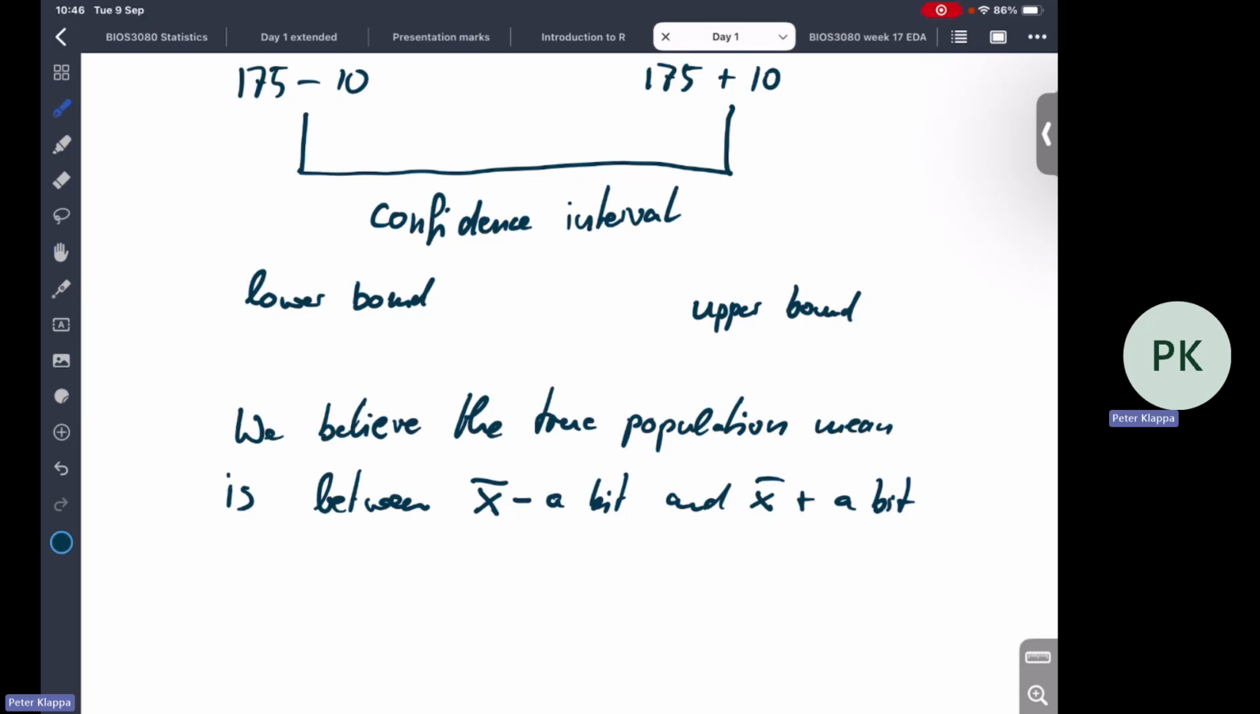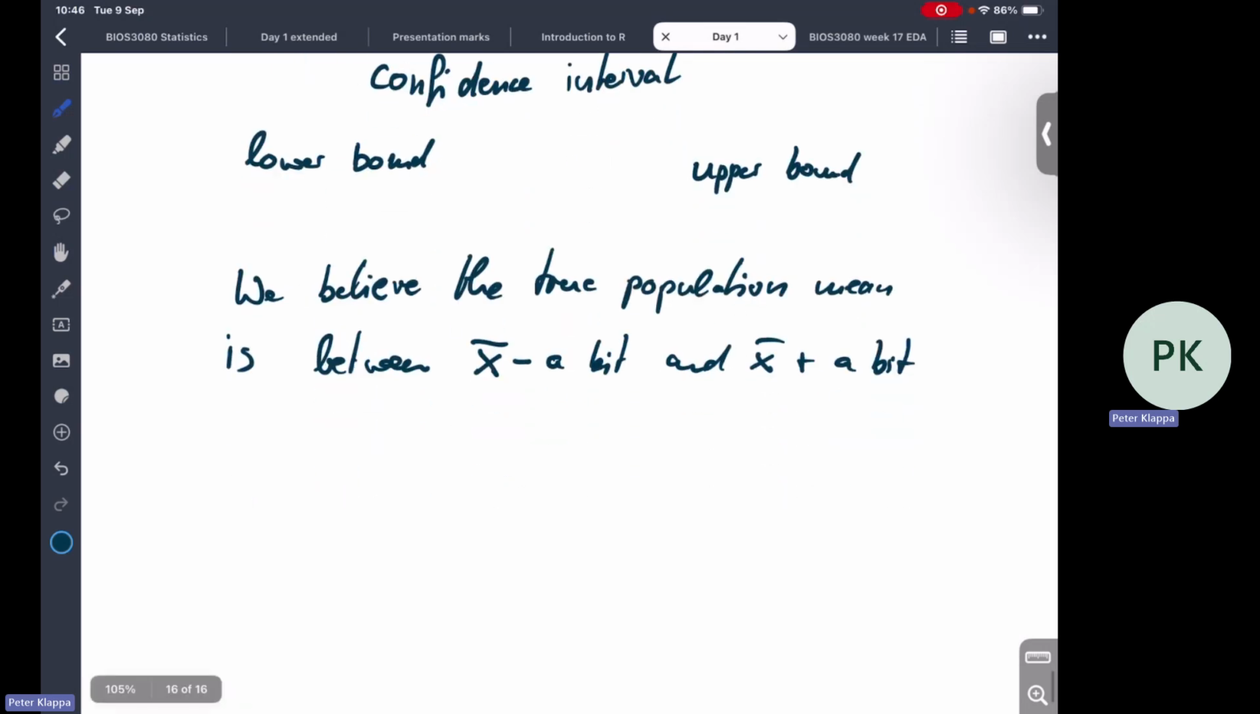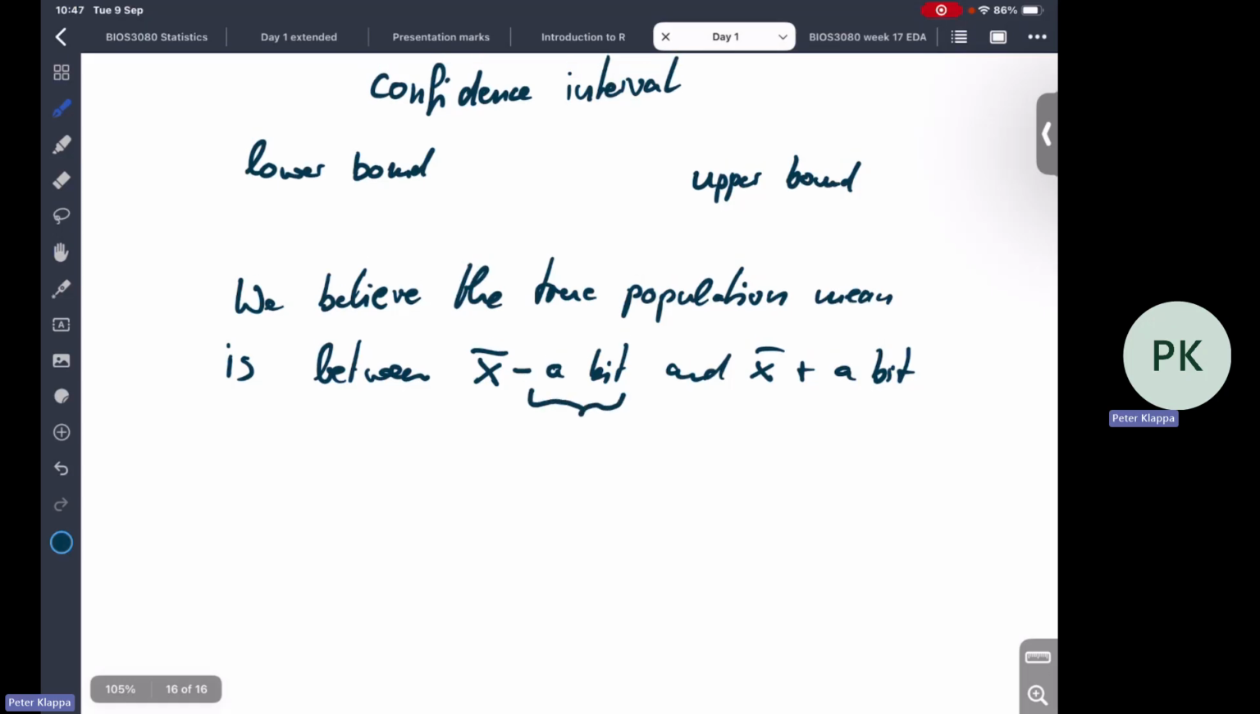Now, I heard you laughing a little bit when I said a bit, because I don't think this is a technical term. We just add a little bit. In statistics, this a bit has a name. It's called the margin of error, abbreviated as MOE. Margin of error just simply means a bit, nothing else.